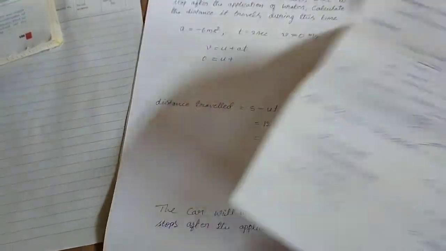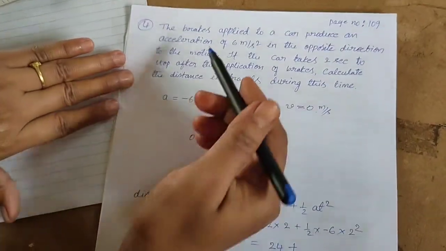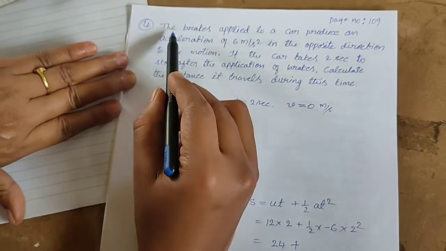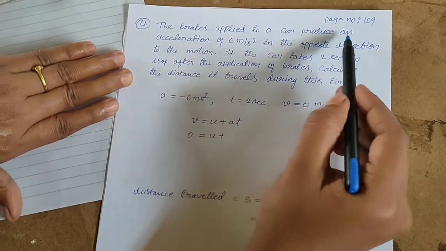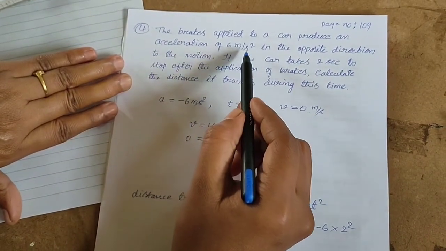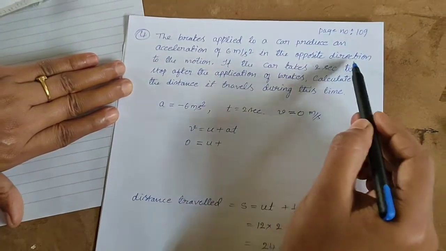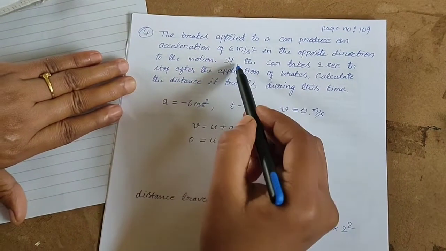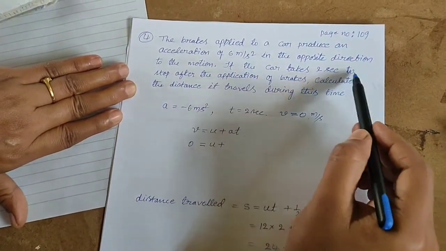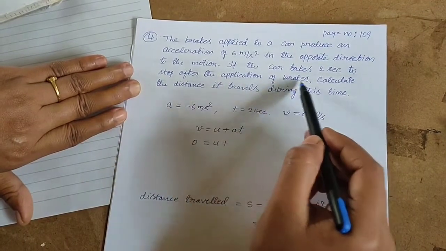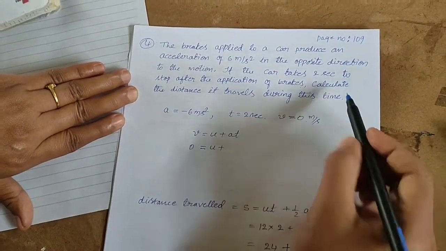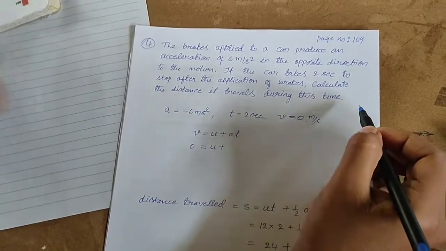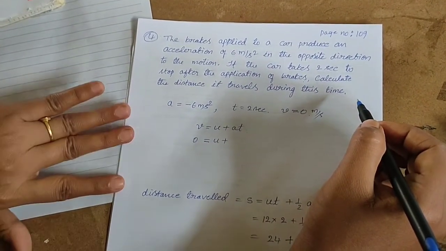Now I am going to the fourth question. I read the question, you can listen carefully. The fourth question is: the brakes applied to a car produce an acceleration of 6 meter per second square in the opposite direction to the motion. If the car takes 2 seconds to stop after the application of brakes, calculate the distance it travels during this time. Students, you can read the question carefully.